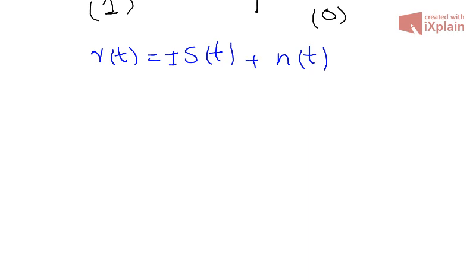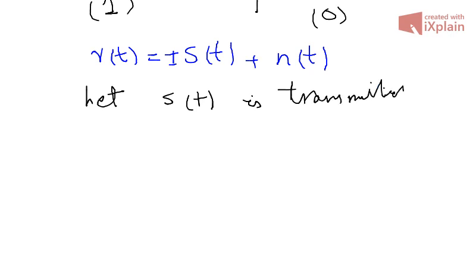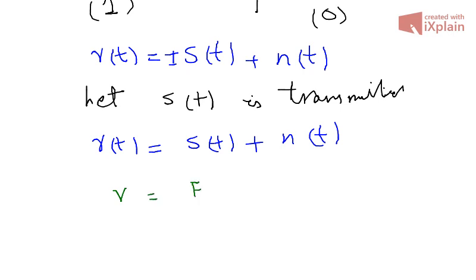Now when we pass this received signal, suppose we start by assuming that s of t is transmitted. So when s of t is transmitted, your r of t would be s of t plus noise. And if you pass it through the correlator, you would expect your sample value R, which would be equal to the energy of the signal plus a noise term.